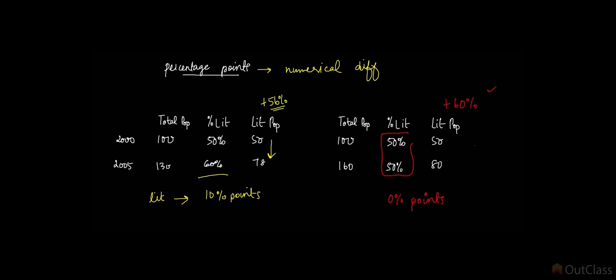So you see that the percentage increase in the number of literate people is not a useful measure. It is actually the numerical difference between two percentages which is a more useful measure when you're trying to see how well the states have performed. So this is the kind of situation where you use percentage points.